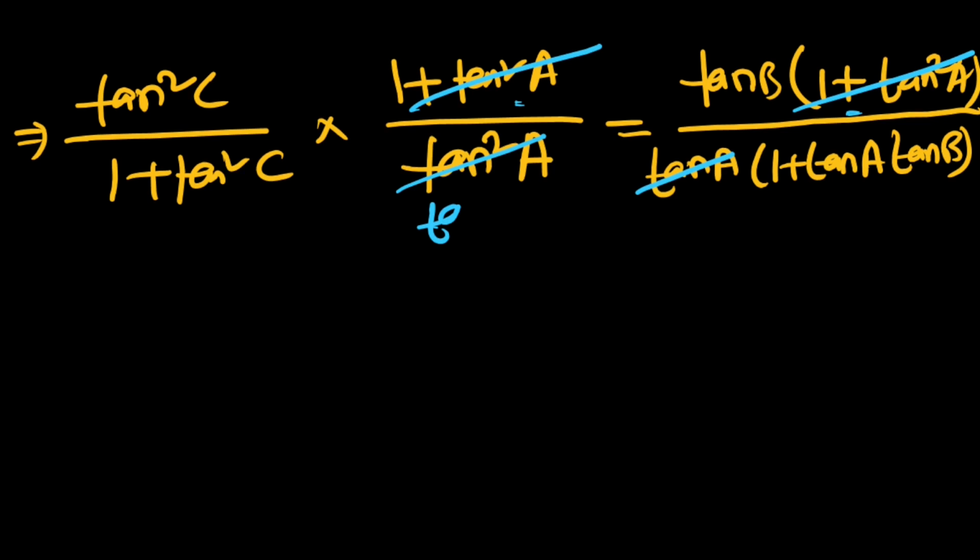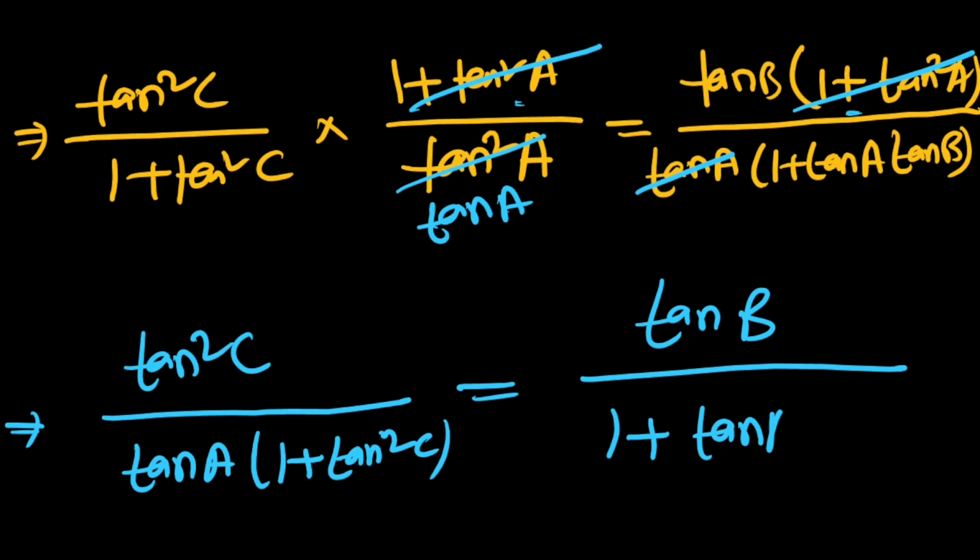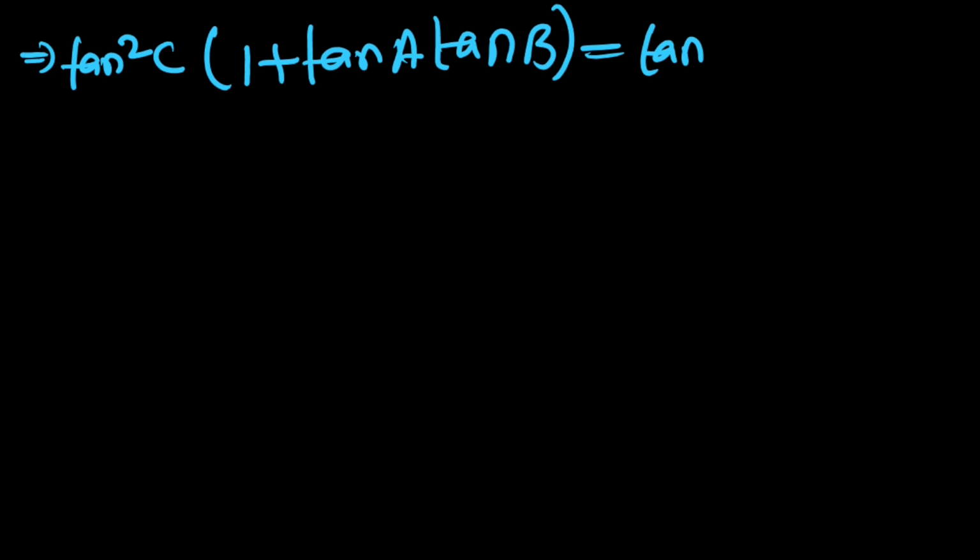Therefore it is reduced to tan square c over tan a (1 plus tan square c) is equal to tan b over (1 plus tan a tan b). Next we cross multiply and simplify it. Therefore tan square c multiplied by (1 plus tan a tan b) is equal to tan b tan a multiplied by (1 plus tan square c).